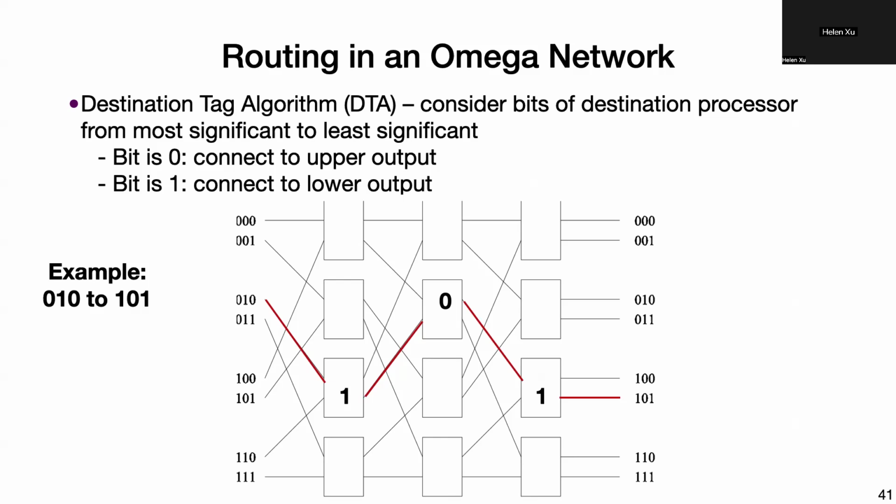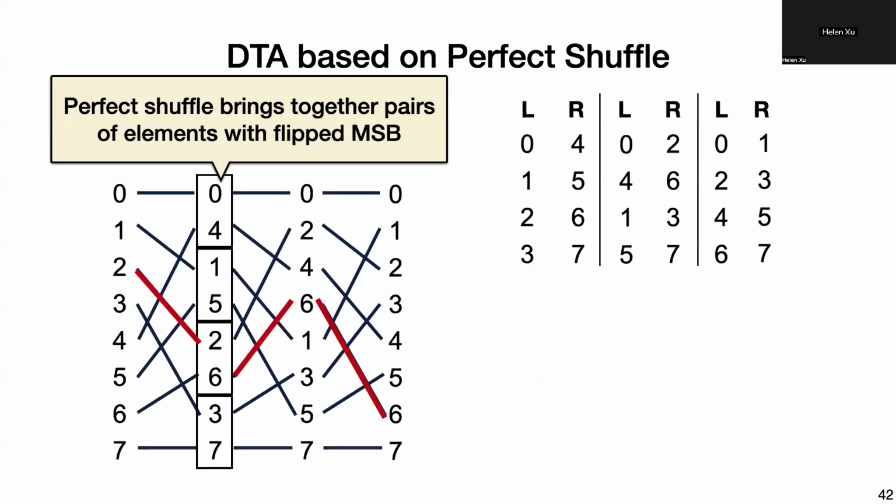In a moment, I'll tell you why it's working, because it's very simple. Okay, and why does it work? Well, it's based on the perfect shuffle. You can think of the perfect shuffle as bringing together the pairs with the most significant bit. So in the first round, you can think of it as you flipped the first, most significant bit. Like 0 is 0, 0, 0, 4 is 1, 0, 0. And then 1 is 0, 0, 1, 5 is 1, 0, 1, and so on like that.